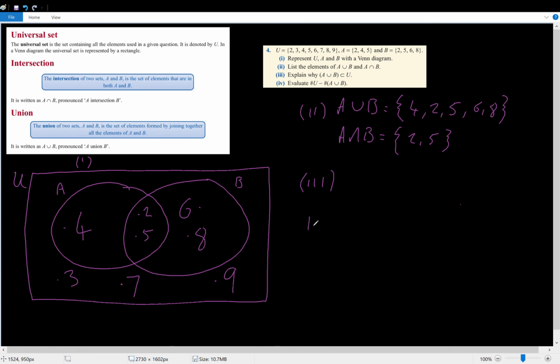And then for part 4 of this question, we have to evaluate the cardinal number of U minus the cardinal number of A union B. Remember, the cardinal number means the number of elements in the set. So let's just count these up first. The cardinal number of U: it's got 1, 2, 3, 4, 5, 6, 7, 8. So there are 8 elements in U. And then we're going to take away from that the number of elements in A union B, which is 1, 2, 3, 4, 5. So we get 8 minus 5, which is equal to 3. And that is that.